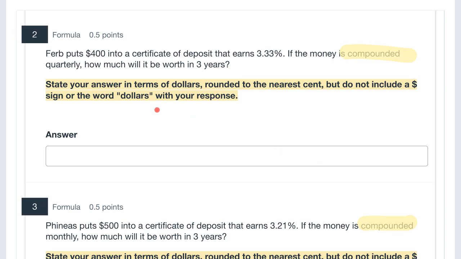Number 2, Ferb deposits $400 in a certificate of deposit and earns 3.3%. If the money is compounded quarterly, that means n is 4 because it happens 4 times a year. That also means that nt is going to be 4 times 3, which is 12, right? Because we're told that it's there for 3 years.